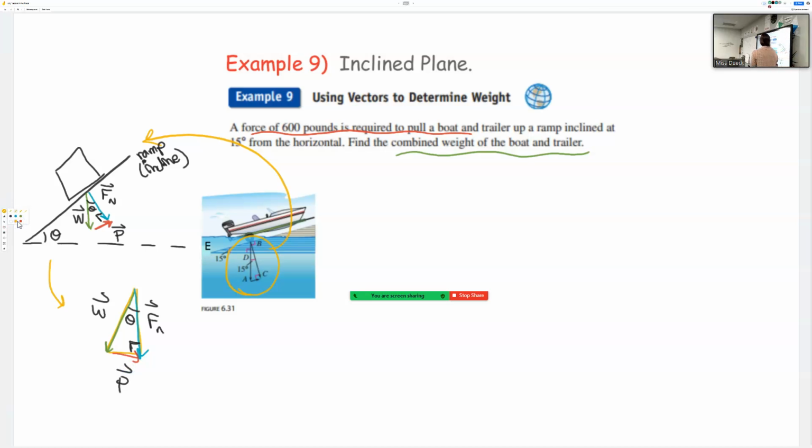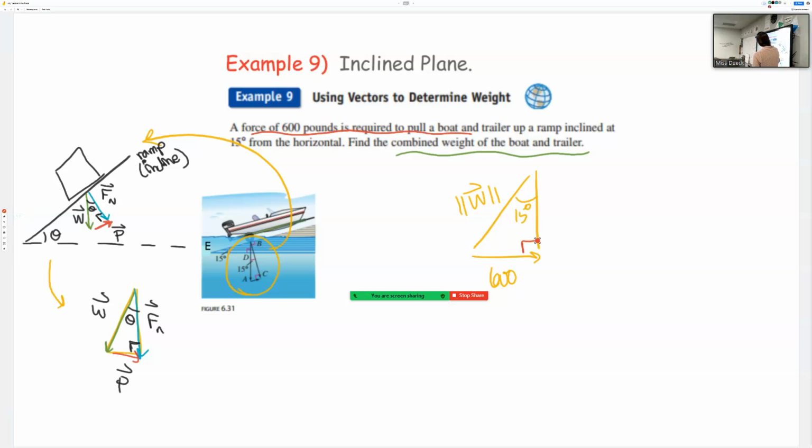I could label all my different pieces. Like, the pulling force, they told me is 600. I'm like, okay, cool. And then they tell me that it's 15 degrees. And I say, okay, cool. So I have 600 for my pulling force. I have 15 degrees for my inclination. And what they're asking for is: find the combined weight. What they want is the magnitude of this guy. So we just have to think trigonometry, but the picture is crucial, and without the picture, it would be so confusing as far as what is what.